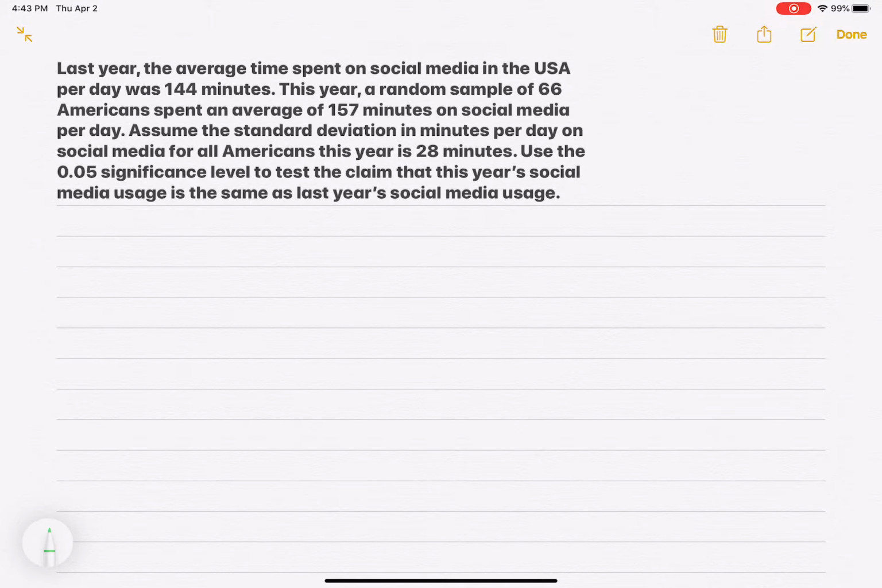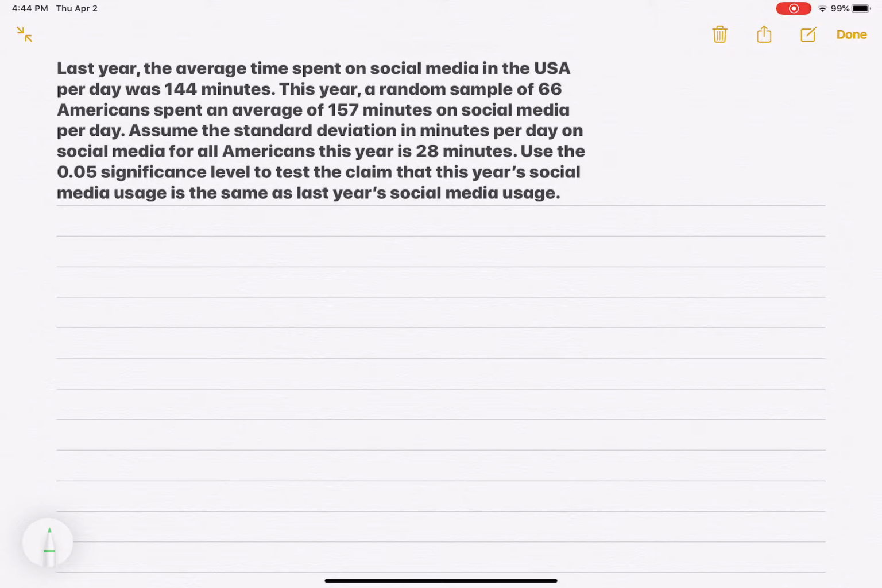So you want to do yet another hypothesis test. We have a situation that last year the average time spent on social media in the USA per day was 144 minutes. This year, a random sample of 66 Americans spent an average of 157 minutes on social media per day.